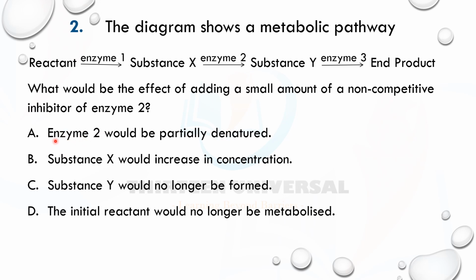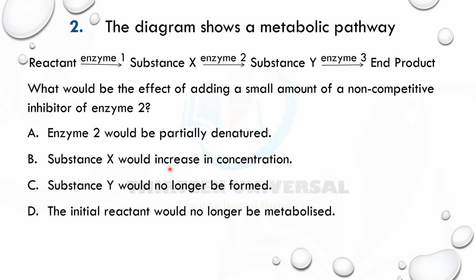So look at A. Enzyme 2 would be denatured. Now we're adding a small amount of non-competitive inhibitor, and it does not denature enzyme 2. It might partially, but it doesn't mean that all the enzymes are denatured. Some of them will still be working. Now, non-competitive inhibitors affect enzymes, but it depends on the type of non-competitive inhibitor. Some give a temporary change, some a permanent change. So A is not the answer.